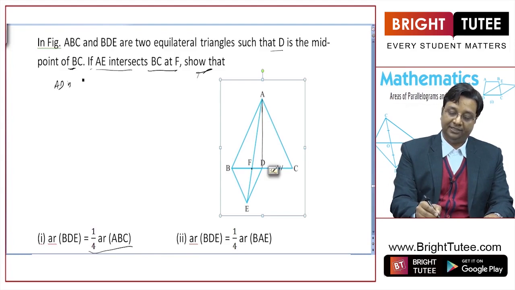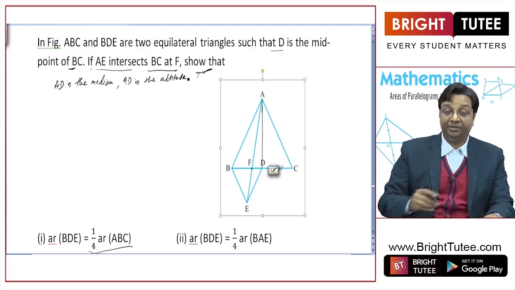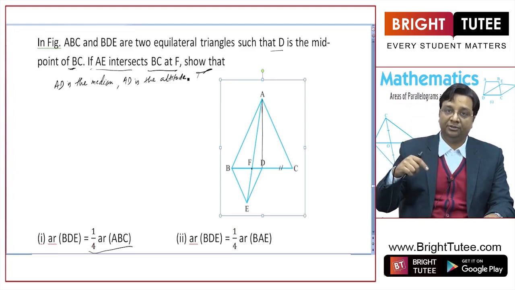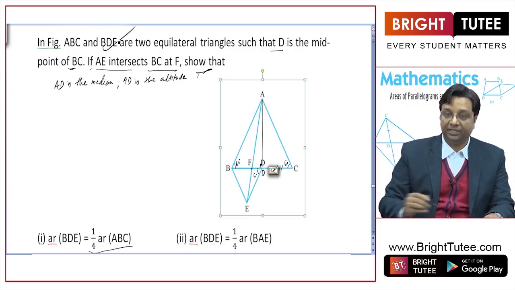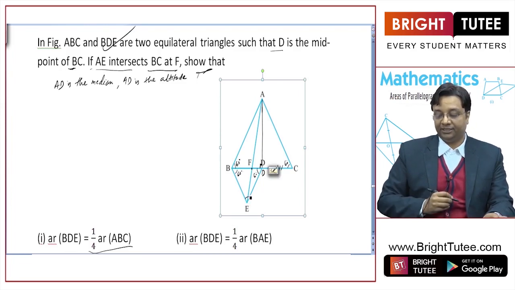AD is the median. Also, AD is the altitude. Why? Because ABC is given as an equilateral triangle. And in equilateral triangles, the median and the altitude are the same. Right? So, this angle here is 90 degrees. And what about other angles? This angle is 60. This angle is 60 degrees. This angle is also 60 degrees because this triangle BDE is also equilateral. So, this angle is 60. This angle is also 60 degrees.